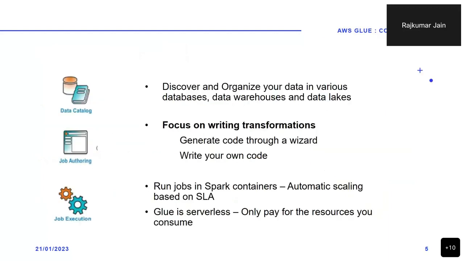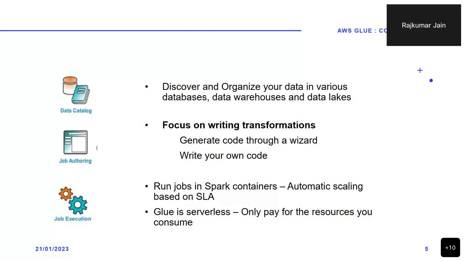Now next, these are the areas where AWS Glue starts. First, the data catalog, where we are discovering and organizing your data in various databases. A database is just a logical group of the entities which you have created. It's not like a database which we use in SQL Server or Oracle. We are just creating a logical group of our entities in the tables which we define here in the data catalog.